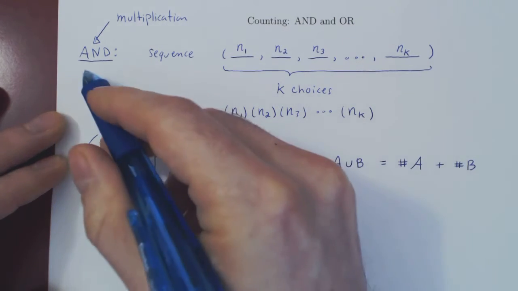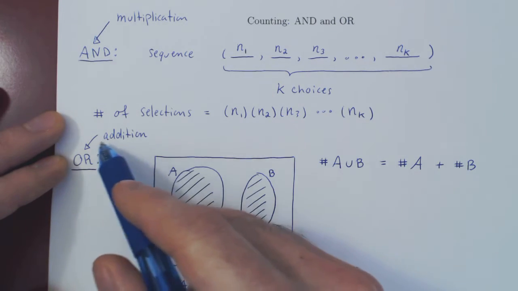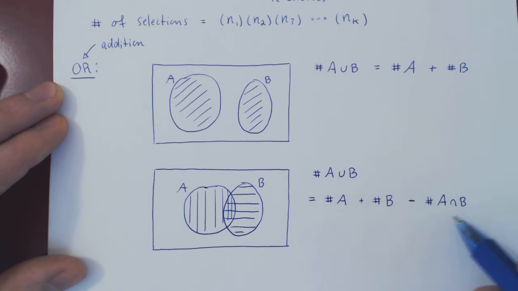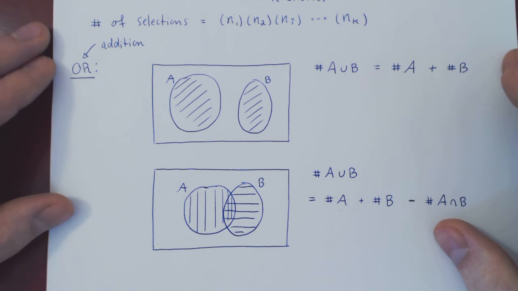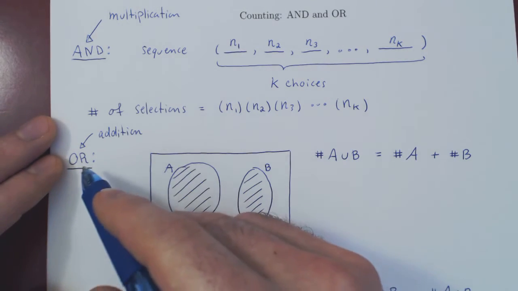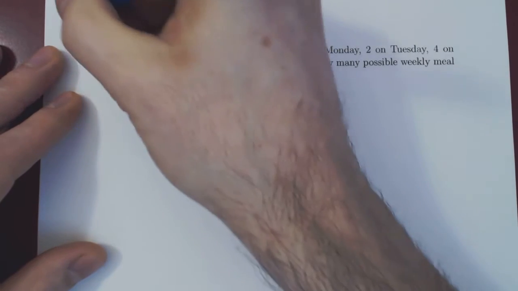And that's it. So, and means multiplication, or means addition. Be careful that if there is an overlap, you have to remove the size of the intersection. Let's consider now an example of each, for and then for or. So this is an example for and.